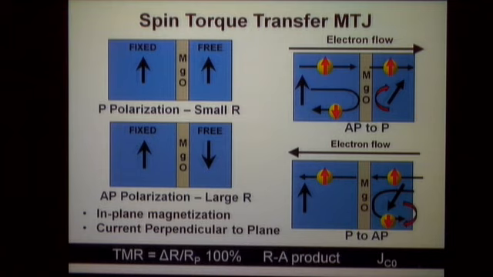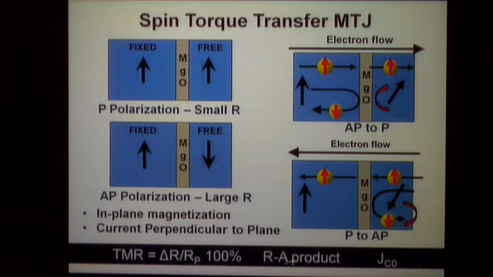So from a material choice perspective, there are three important factors that one needs to consider. The first is the TMR. The TMR is the tunneling magnetoresistance, which is defined typically as the delta R, the difference between the two resistance states, divided by the smaller of the resistances, the R parallel, and which is expressed as a percentage.